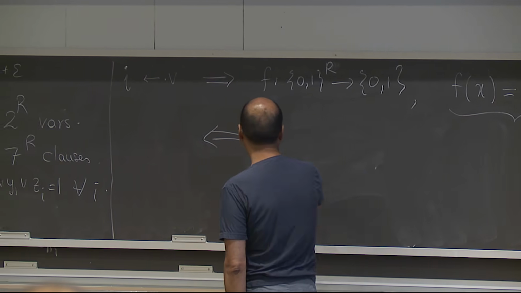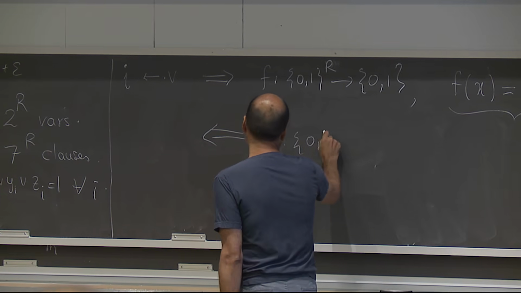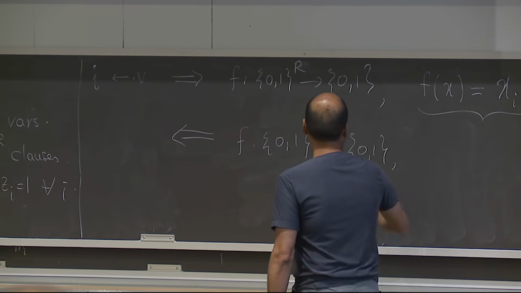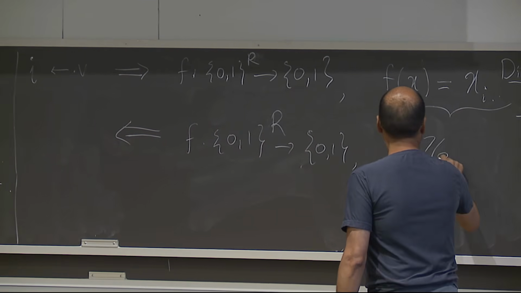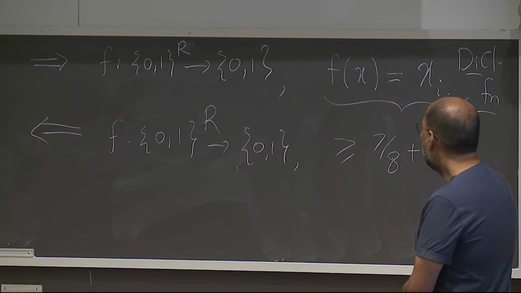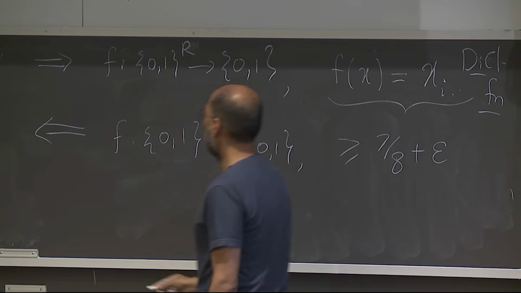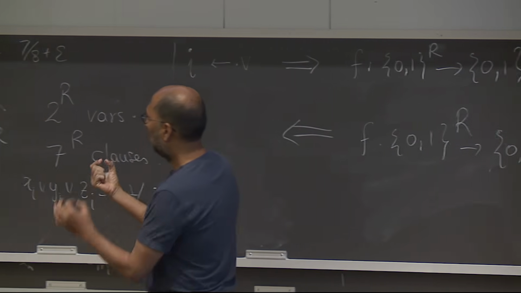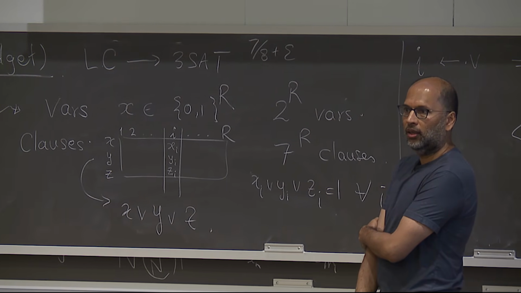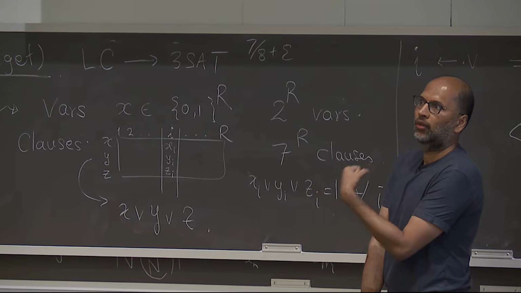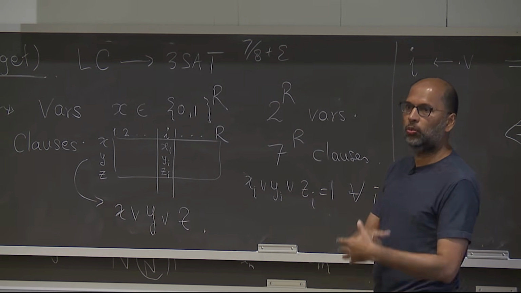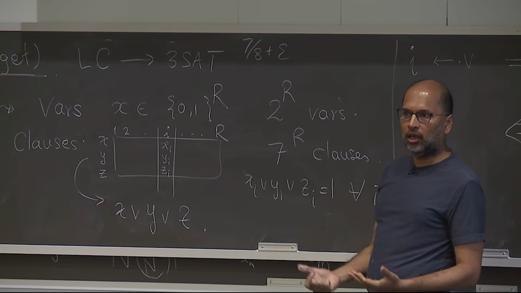What you can show is the following: take any assignment, which again is just a Boolean function, any Boolean function which satisfies more than 7/8 plus epsilon fraction of these clauses must necessarily correspond to some choice of a coordinate between 1 and r. But this statement is not as clean as you would want. It needs to be phrased properly in Fourier analytic terminology.